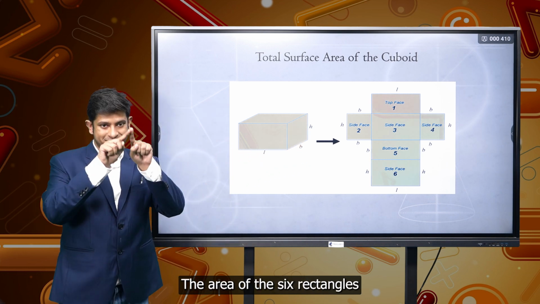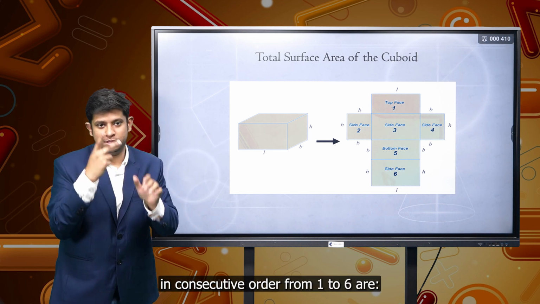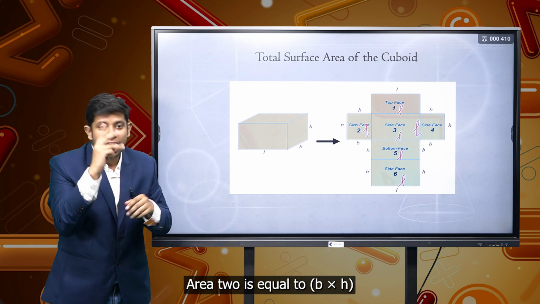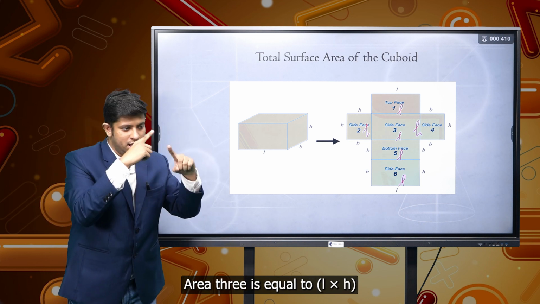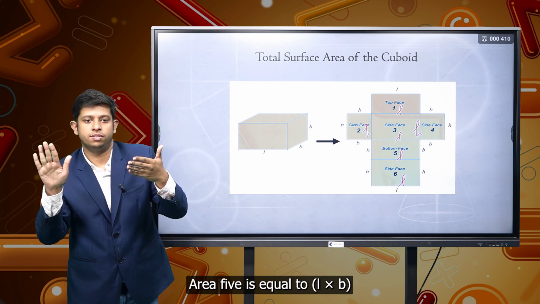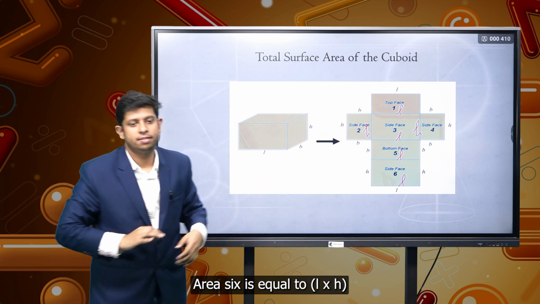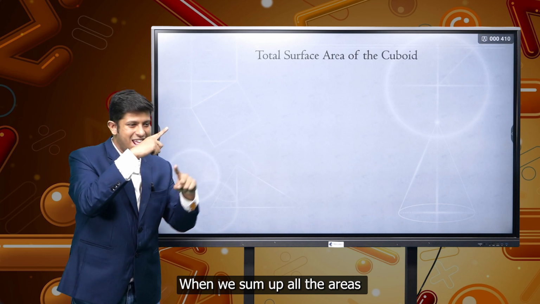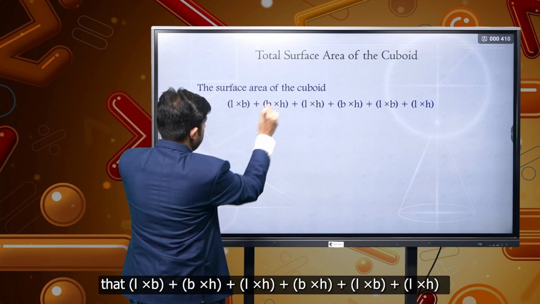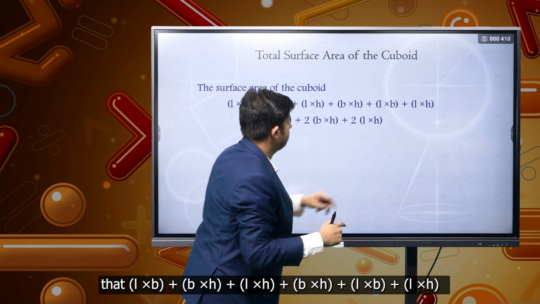The area of the 6 rectangles in consecutive order from 1 to 6 are: area 1 is equal to L into B, area 2 is equal to B into H, area 3 is equal to L into H, area 4 is equal to B into H, area 5 is equal to L into B, area 6 is equal to L into H. When we sum up all the areas, we get the surface area of the cuboid. That is L into B plus B into H plus L into H plus B into H plus L into B plus L into H.